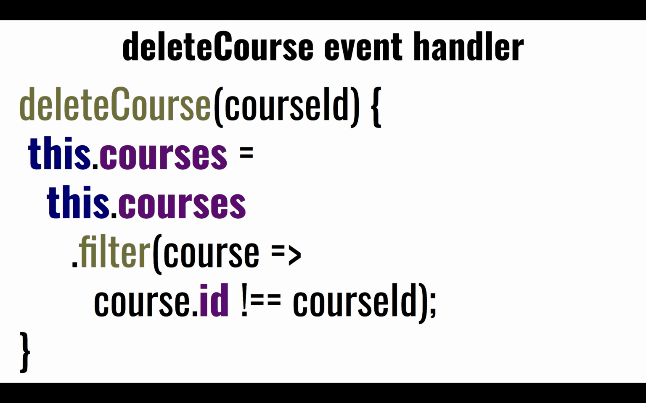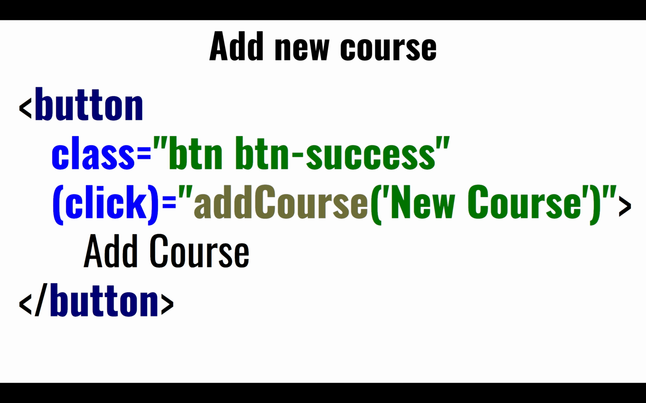So here I'm going to update the course so that the new courses is the old courses minus the course whose ID is the course ID that I'm trying to delete. See that? So the new courses will not have that old course in there. Make sense? All right.